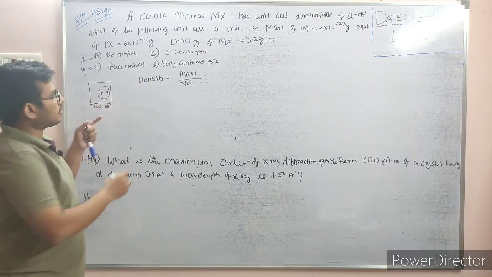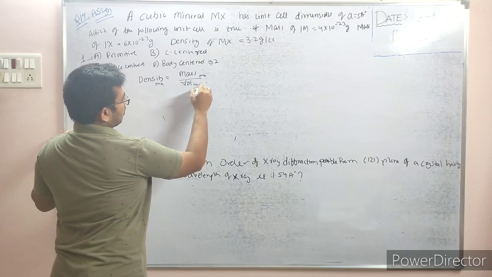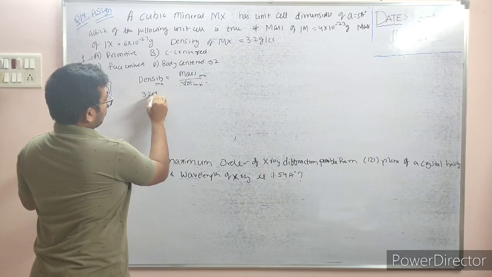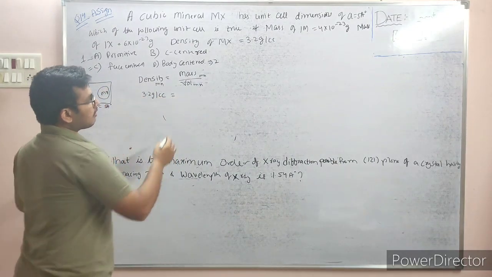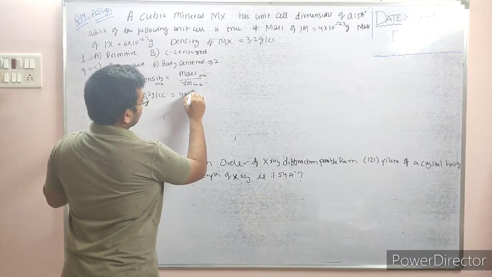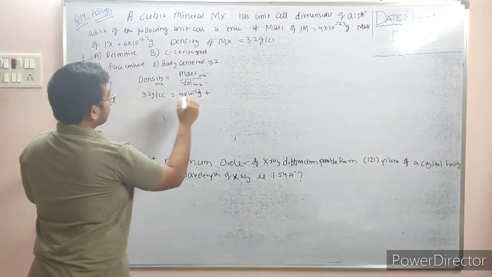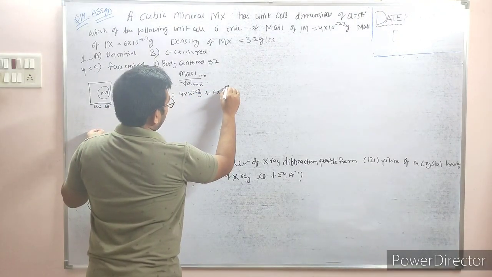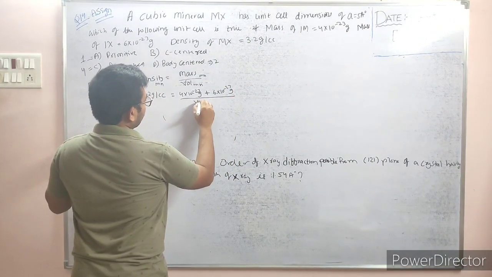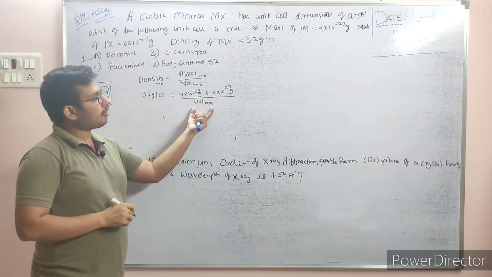So density of Mx is equal to mass of Mx and volume of Mx, right? So we are given 3.2 gram per cc, and mass is given as M has a mass of 4 into 10 to the power of minus 23 grams, and mass of X is 6 into 10 to the power of minus 23 grams, upon volume, which we don't know. So we have to write volume of the cubic mineral Mx.